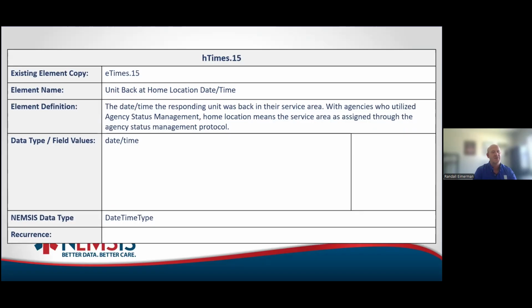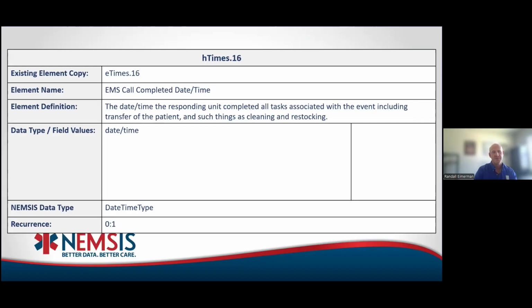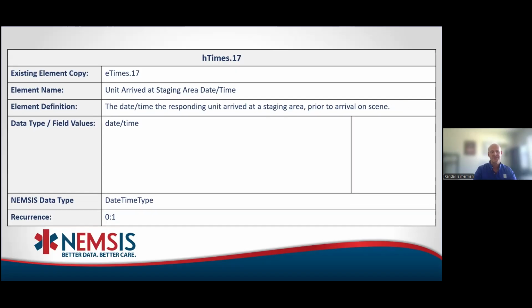Next data element, HTimes.15. Existing element copy is from ETimes. It's the unit back at the home location, date time. I think I left the recurrence off on this one, but it should be a 0 to 1. Next one is HTimes.16. EMS call completed, date time. Recurrence here is 0 to 1. And our last time is HTimes17, which is the unit arrived at the staging area, date time, with a recurrence of 0 to 1.